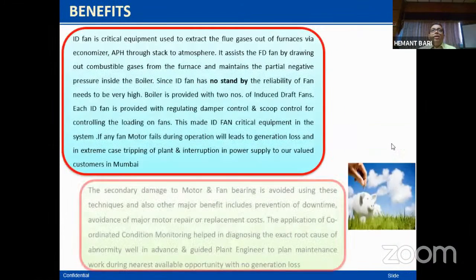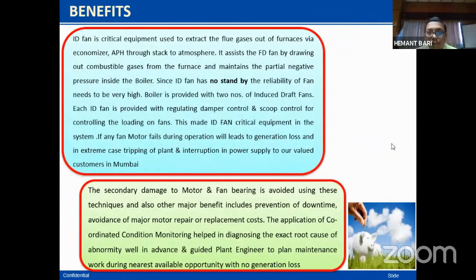So this machine has no standby available. If this machine fails, then we have to stop the plant and complete loss is there. एक आईडी फैन पे प्लांट चलाना बहुत मुश्किल है. Okay, so this is a very critical system, and secondary damage to motor and fan was avoided.